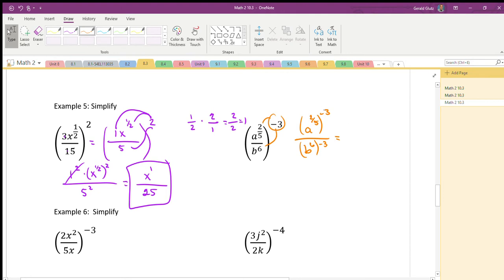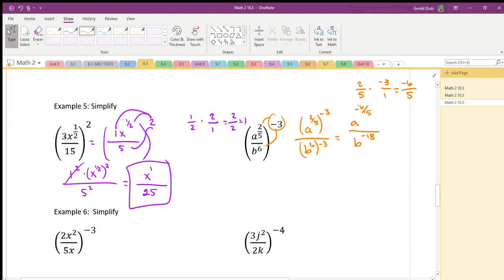So one inside, one outside, that means I'm multiplying these two things. So 2/5 times -3/1. So that'd be -6/5. So I'll have a to the -6/5. And then 6 times -3 would be -18. So b to the -18 will be on the bottom.